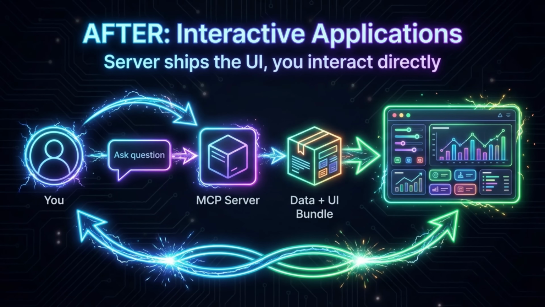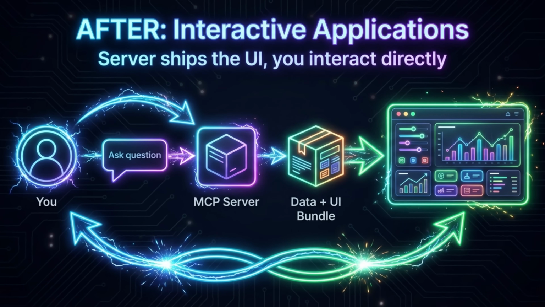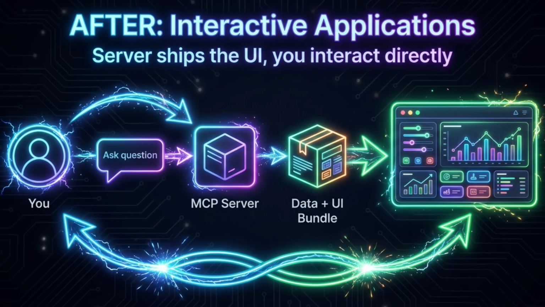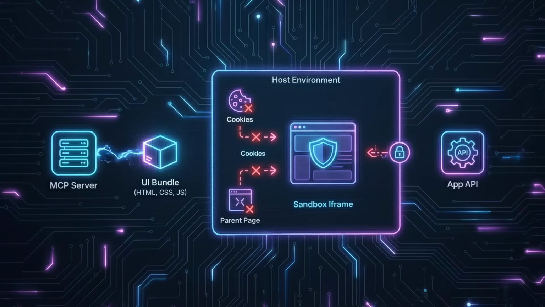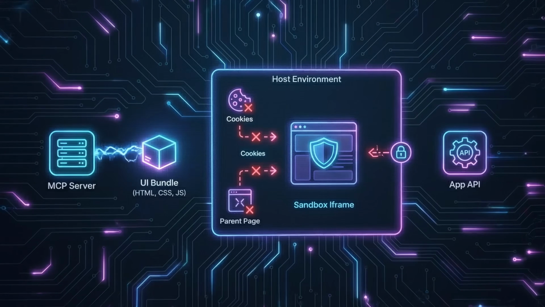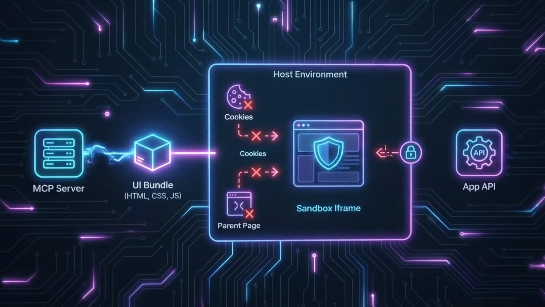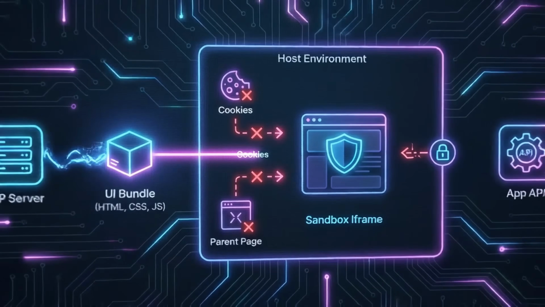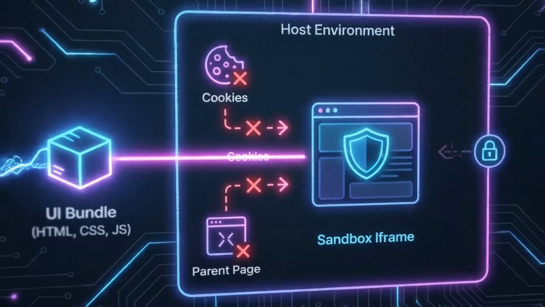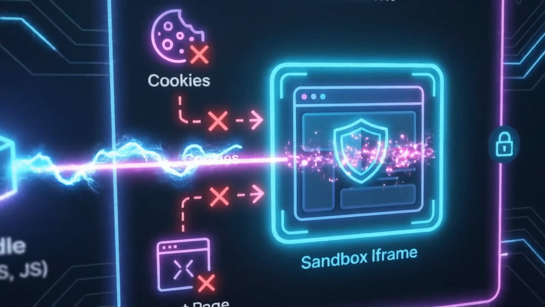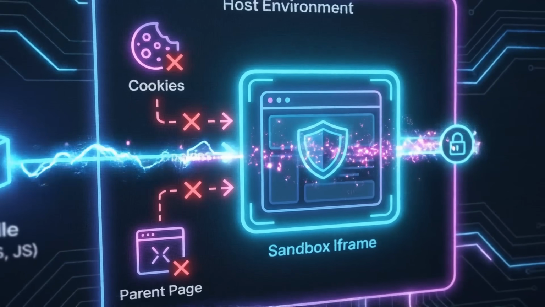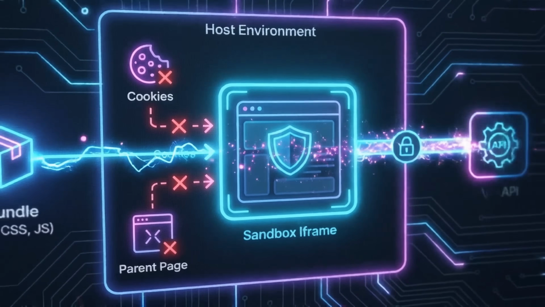Now the tool developer can ship an HTML bundle, basically a mini application that renders directly in the chat. Here's how it works. The MCP server exposes a UI resource that's an HTML, CSS, JavaScript bundle packaged together. When you call the tool, the host fetches this HTML bundle and renders it in a sandbox iframe. The sandbox is important because the apps cannot access your cookies, cannot read the parent page. All communication is actually controlled.